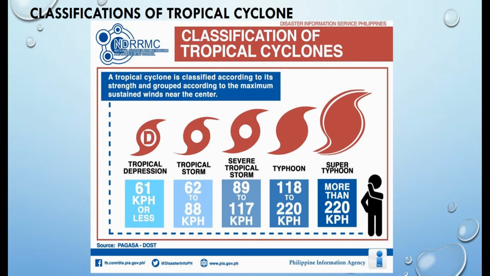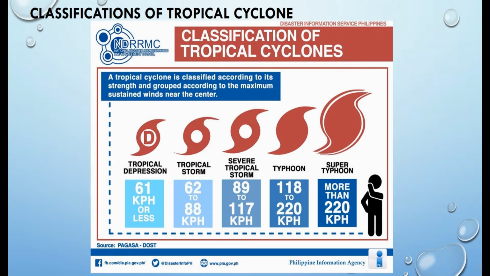Tropical storm naman, if it ranges 62 to 88 kilometers per hour, severe tropical storm 89 to 117 kilometers per hour, typhoon when the wind speed ranges from 118 to 220 kilometers per hour, and super typhoon when it reaches more than 220 kilometers per hour.